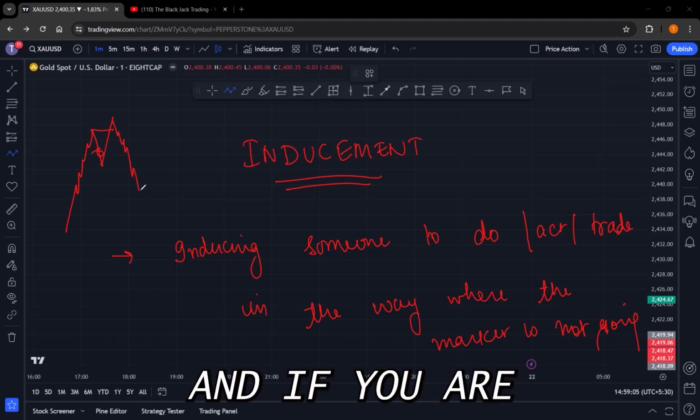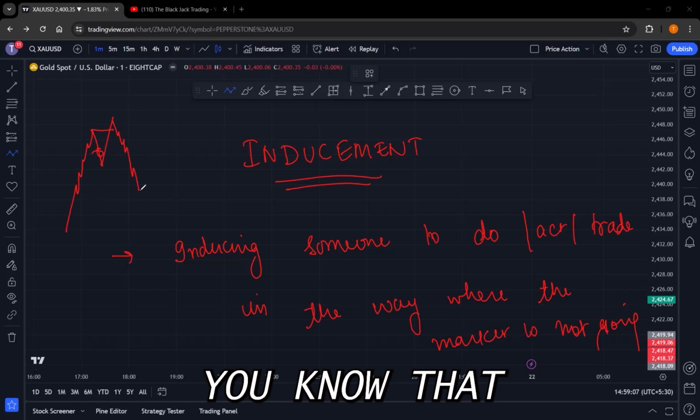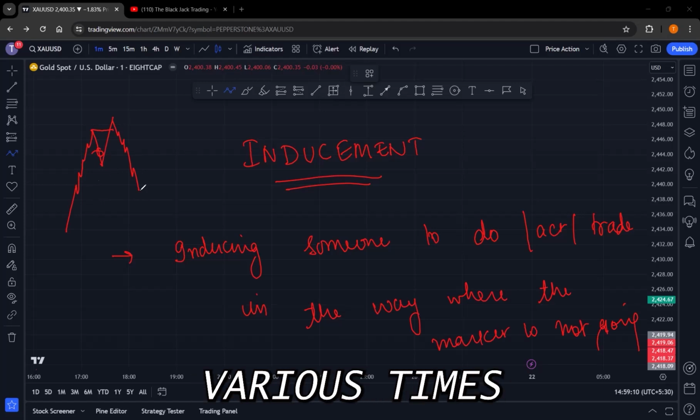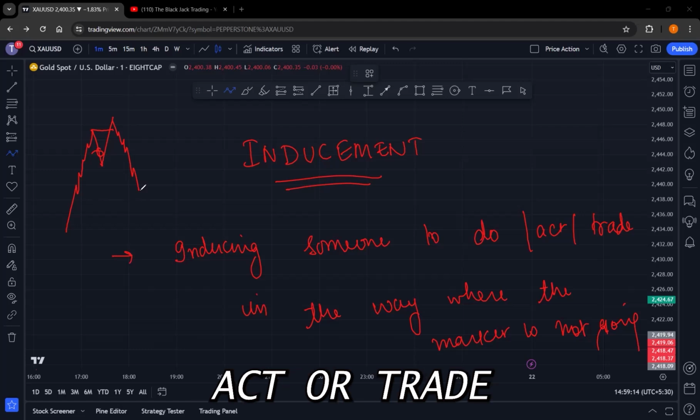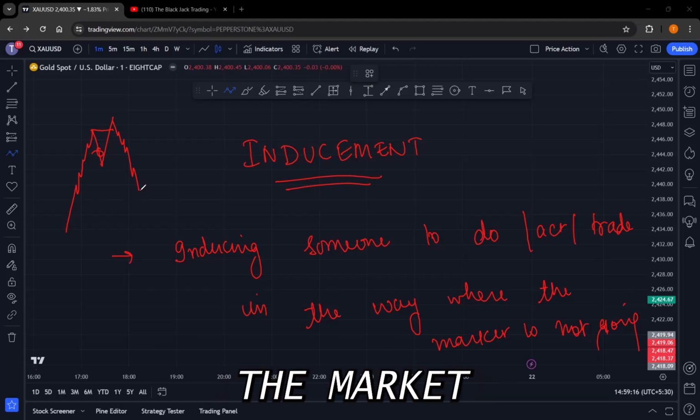If you can relate, and if you are a real intraday trader in the market, you know that these things happen many times. It induces you to act or trade in a certain way where the market is not going in the right direction, letting you trade while taking away your stop loss, and then finally going in the right direction in the market.